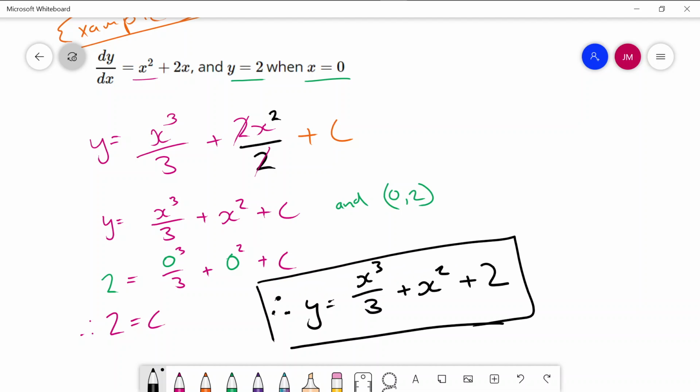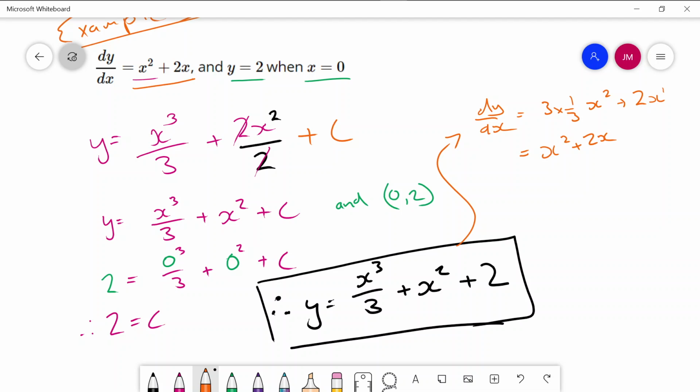Now, don't trust me, that's fine. If you want to check your answers, just find the derivative of this function now using the same techniques we've learned in the past. So the power is 3 times a third, drop the power down by 1. So x cubed on 3 would be 3 times a third times x squared. The next one would be 2 times x to the power 1, and the c would drop off. 3 times a third is 1, so I get x squared plus 2x. And that's what I started with. So I know that my answer must be correct.